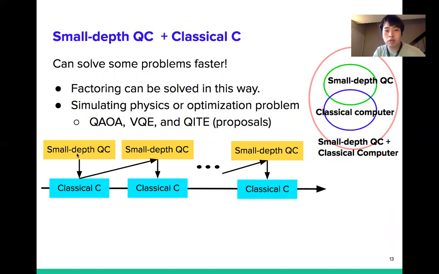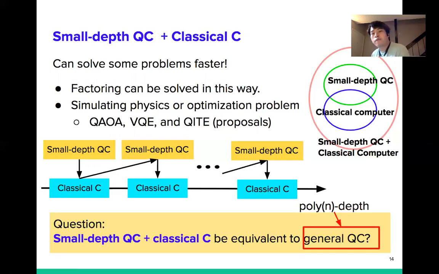You have your small depth quantum computer do some calculation and send the classical information to a classical computer. Then the classical computer sends information to both the small depth quantum computer and the classical computer in the next iteration. You continue to repeat this many times, or say polynomially many times, and then you can solve your problem. Actually, there are many problems that can be solved this way, like factoring. Also, there are many proposals like simulating physics or optimization problems like QAOA, VQE, and so on.